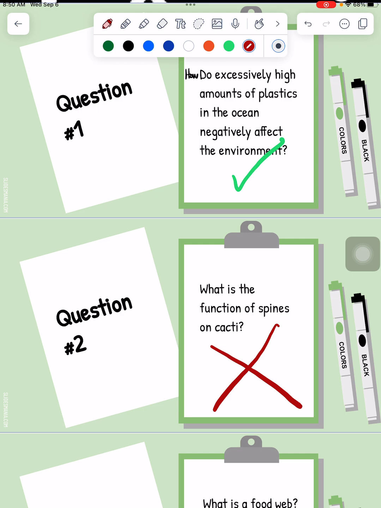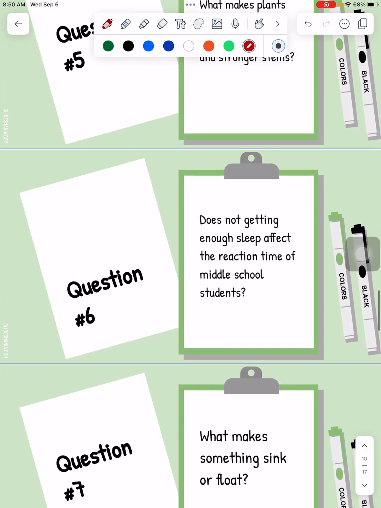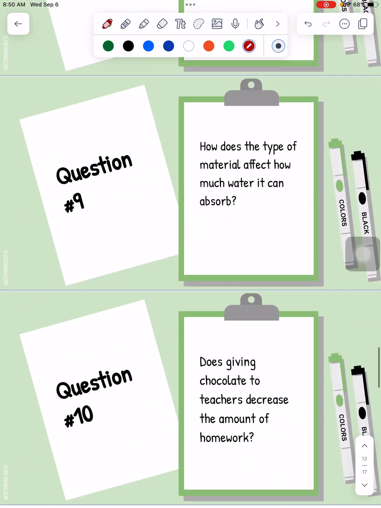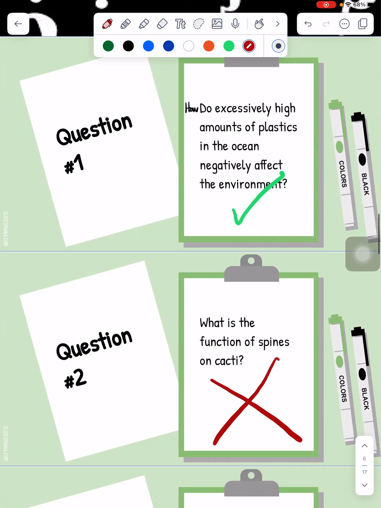Okay, so you're going to decide with your table the rest of these questions if they're considered a well-defined question according to the guidelines up above. Just put a check if they are a well-defined question and an X if they are not. All right, put these in your notes section of your Notability.